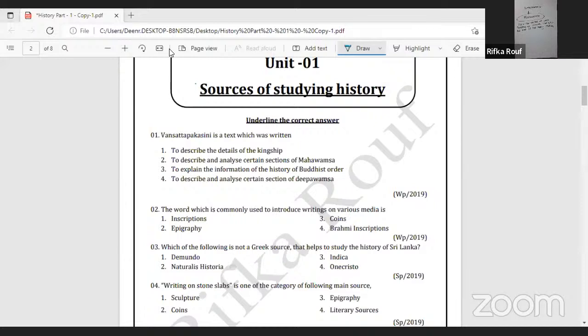Ma'am, I still didn't print it. I'll print it and try. Okay, you can request it from the college.